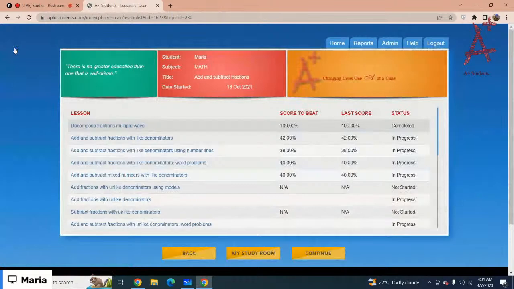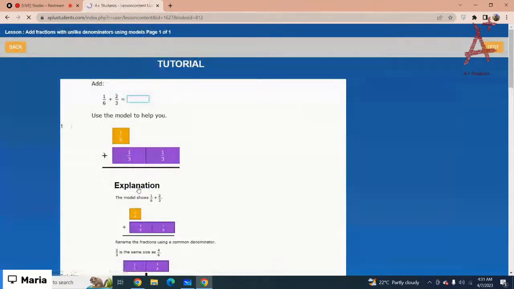Okay, the next one is add fractions with unlike denominators using models. Now we are going to learn how to add using the models. 1/6 plus 2/3. The first one is 1/6 plus 2 over 3. So you have to use the model to add. Just look at this one.